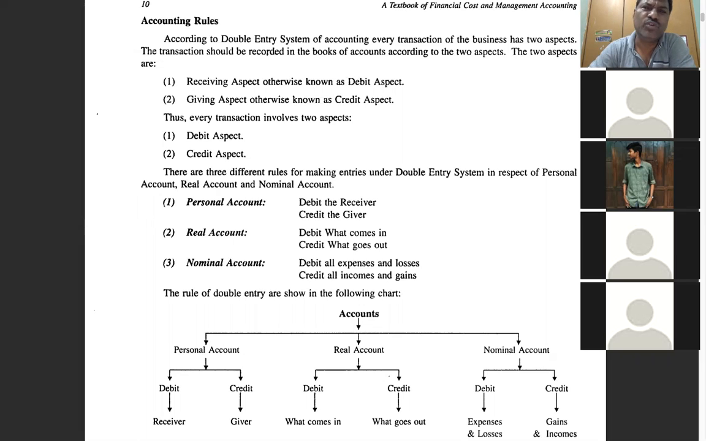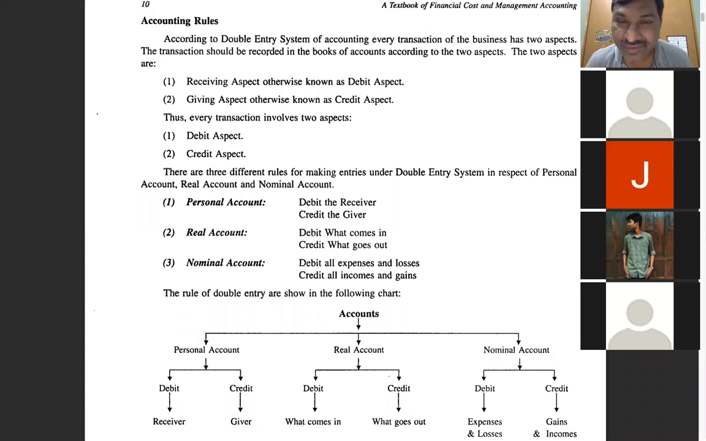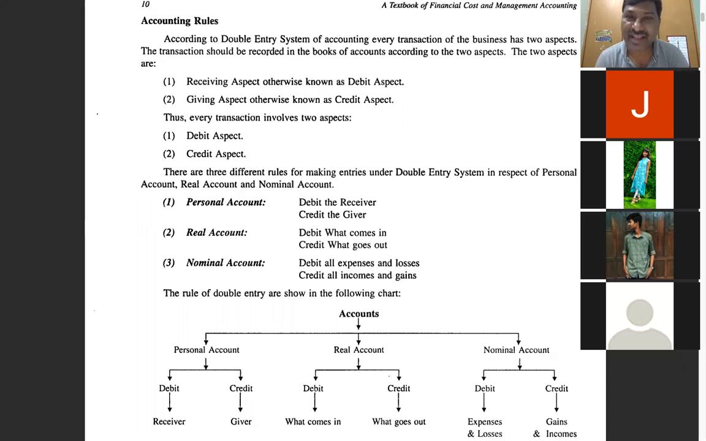What is the rule for a personal account? Debit the receiver, credit the giver. Very good. Next, real account: debit what comes in, credit what goes out. Nominal account: debit all expenses and losses, credit all incomes and gains.